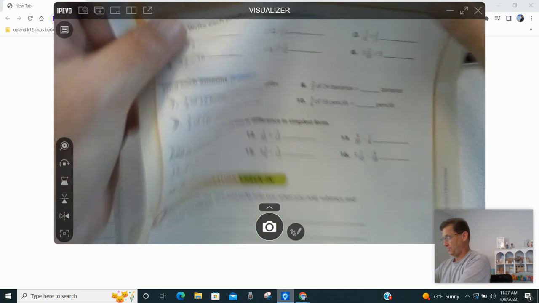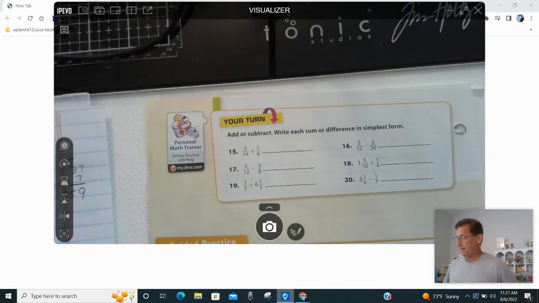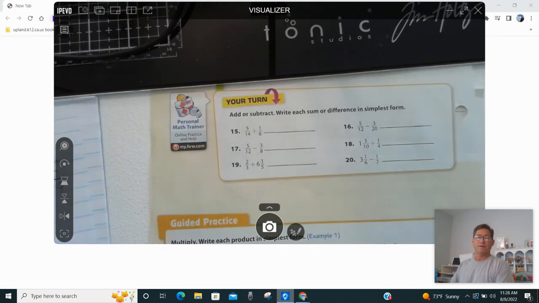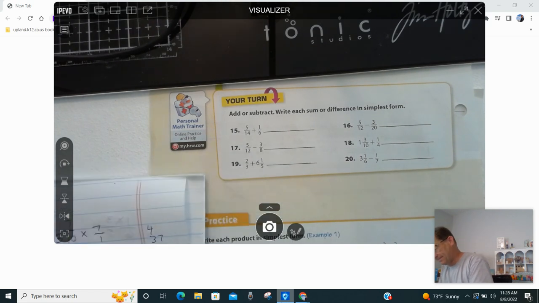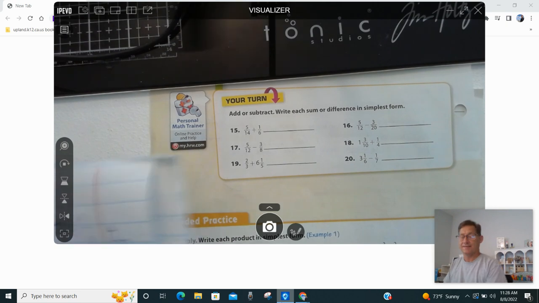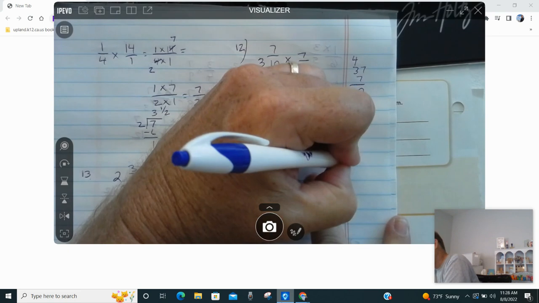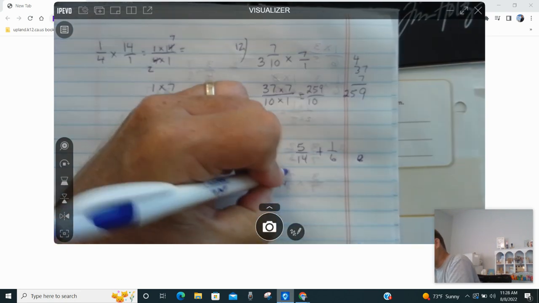Let's move on to page 82. All right, we're going to add or subtract, and we're going to write each sum or difference in simplest form. All right, 15. 5/14 plus 1/6. 5/14 plus 1/6. So I need to find a common multiple of 6 and 14.